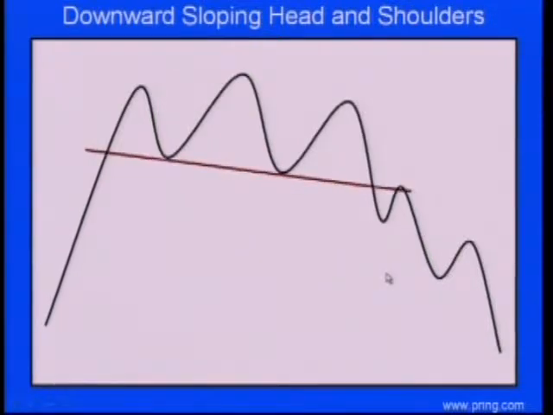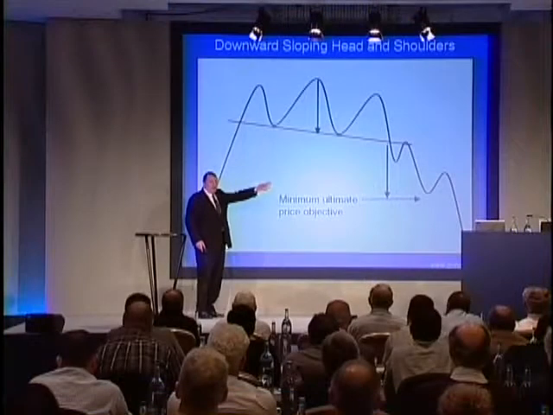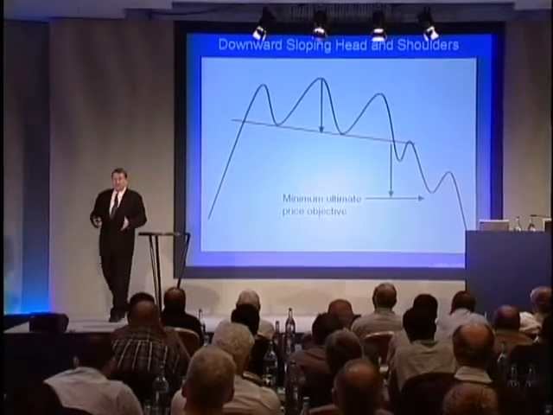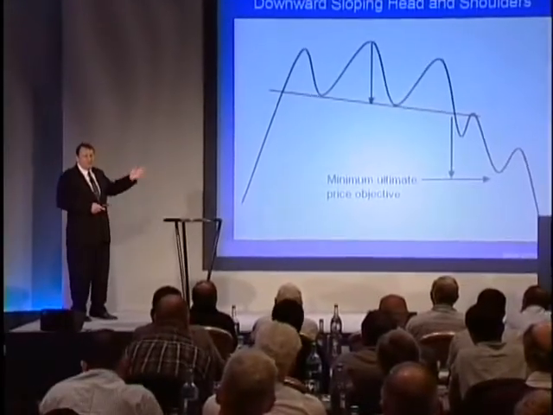Here is a downward sloping head and shoulders. And you can see here, once again, we can take the objective by taking the maximum distance between the head and the neckline and projecting that down. We have to be a bit careful when we're drawing these downward sloping head and shoulders, because if this trend line is a very steep one, then obviously by the time you get the breakout, most of the move, or a substantial part of the move, has probably taken place. So it's not one that you would want to necessarily act on if you were going short.